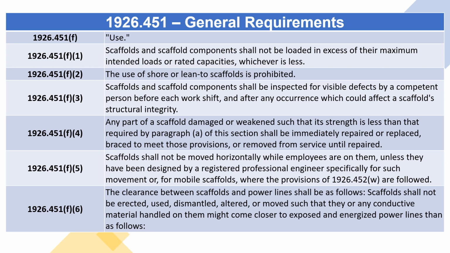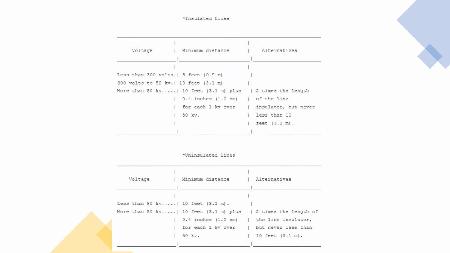1926.451(f)(6): The clearance between scaffolds and power lines shall be as follows. Scaffolds shall not be erected, used, dismantled, altered, or moved such that they or any conductive material handled on them might come closer to exposed and energized power lines than as follows. For insulated lines less than 300 volts, stay a minimum of 3 feet, or 0.9 meters. For insulated lines 300 volts to 50 kV, stay a minimum of 10 feet, or 3.1 meters.